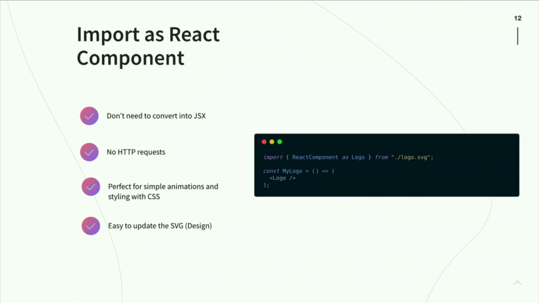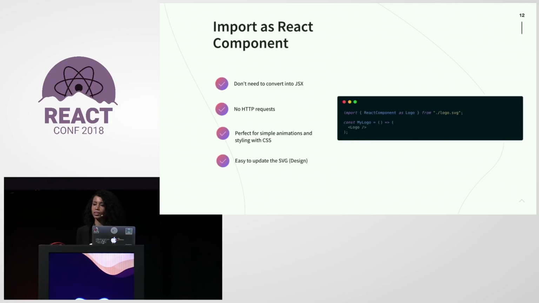Also, there's a package called SVGR that you can install, and then you just do this. So it's really easy to use this way. In the end, you don't have HTTP requests because you're not calling the image.